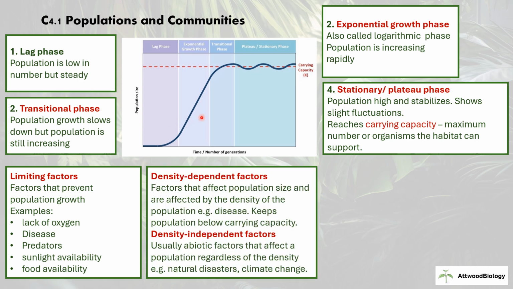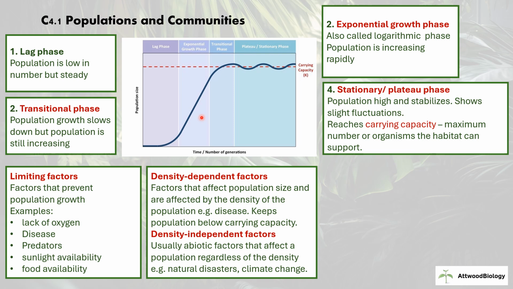We've also got density-dependent factors and density-independent factors that can affect the population size and population growth. Density-dependent factors are self-explanatory, so they're dependent on how many of the population are in the area. For example, disease would spread rapidly in an area that's very dense with the population, whereas if it's not very dense, then the disease wouldn't spread as rapidly. Density-dependent factors keep the population below the carrying capacity, so it doesn't let the population growth increase to that carrying capacity point.